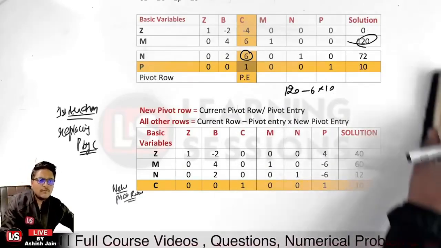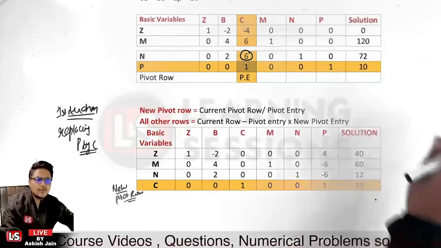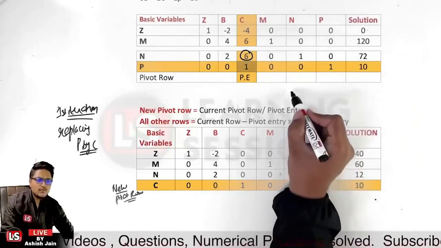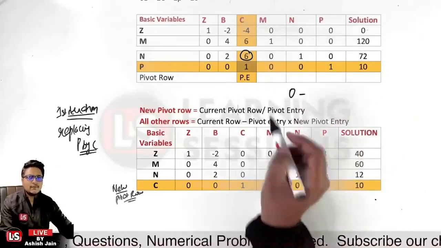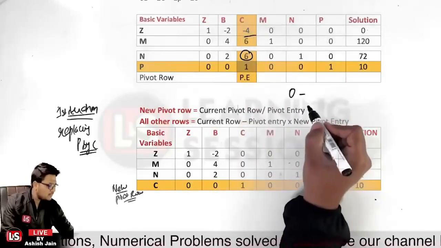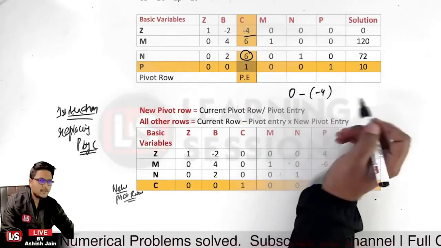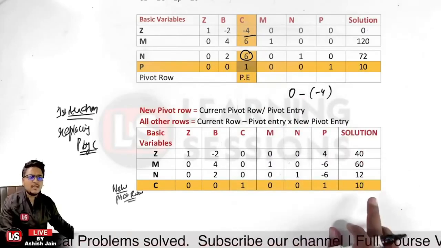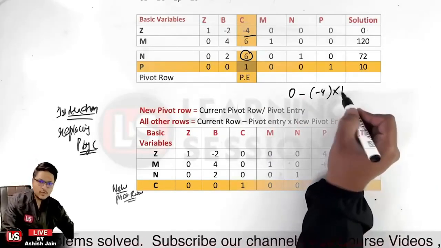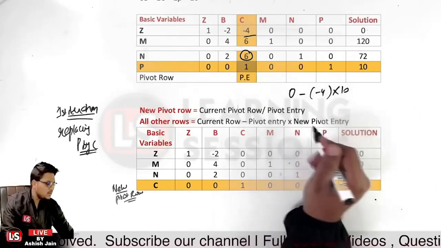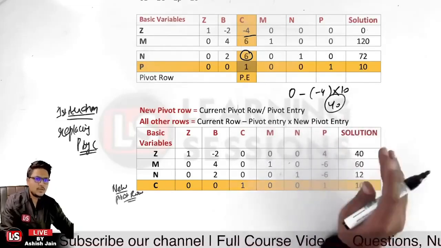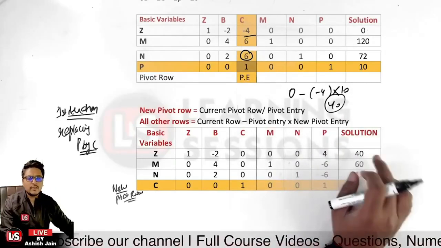And for the value over here at the very top, that is equal to 0, we will be calculating as minus. And further, the pivot entry is minus 4, and the new pivot entry over here is again 10. So it is minus 4 into 10. So it will be equal to 40. So it will be 40 over here. So that is how we just calculated the values.